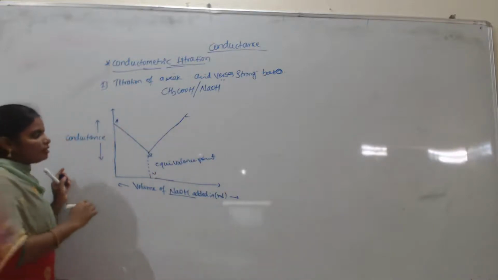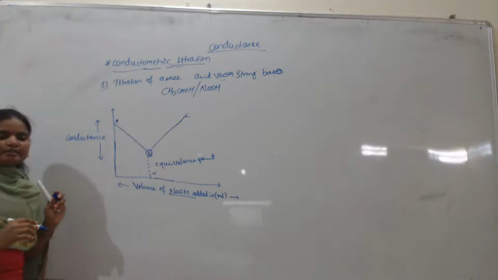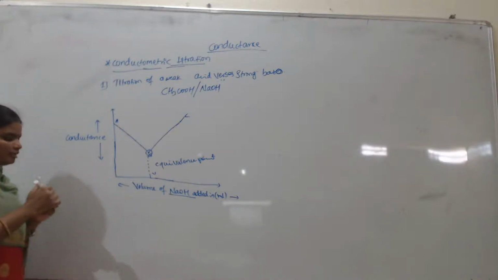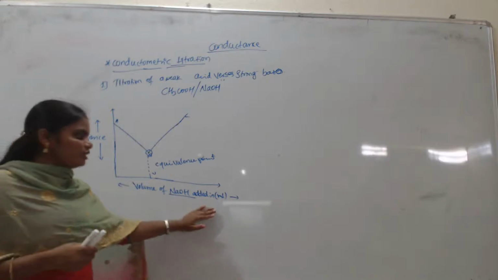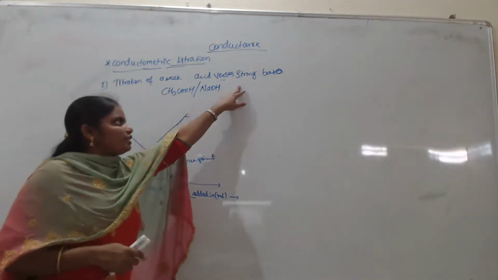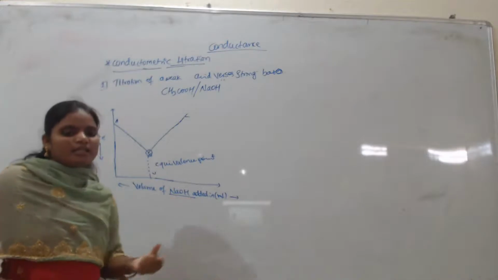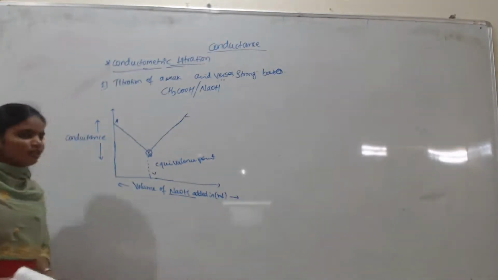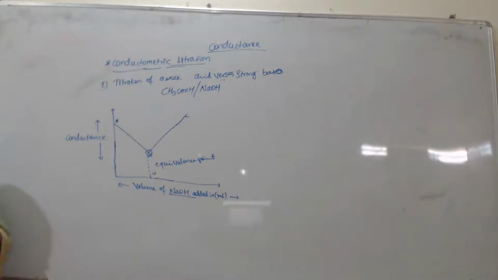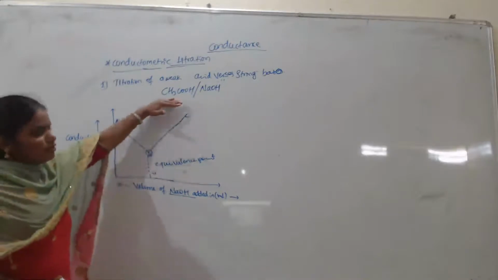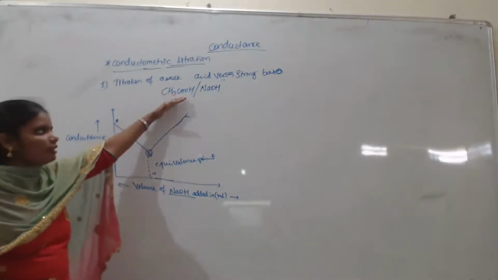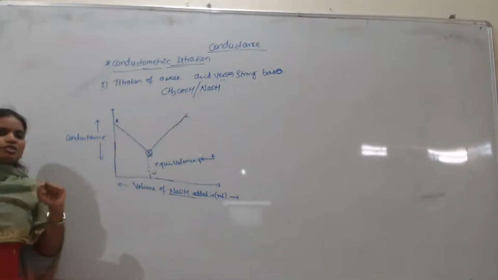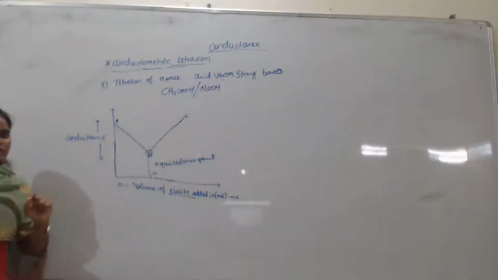And this one is the equivalence point. Here this is the conductance, versus the volume of NaOH added in ml, because you are taking a strong base, which means NaOH. Here let us take acetic acid being titrated against the strong base like NaOH. You take acetic acid as the weak acid, and it is titrated against the strong base, sodium hydroxide.